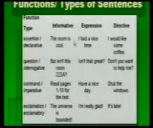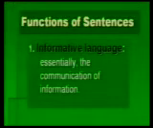Anyway, I think you would find it hard to read this table, so I'll just proceed with the specific example, or the definition of each. So the first function of a sentence is informative. It's informative language, essentially the communication of information. That's what we define as informative language.